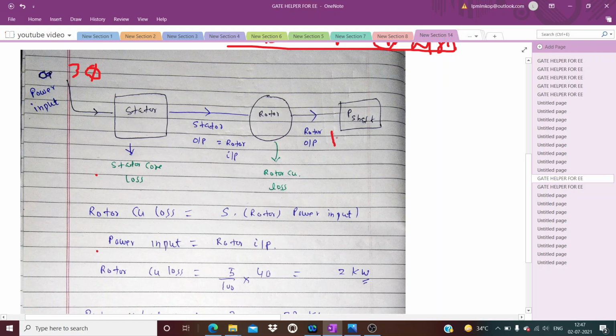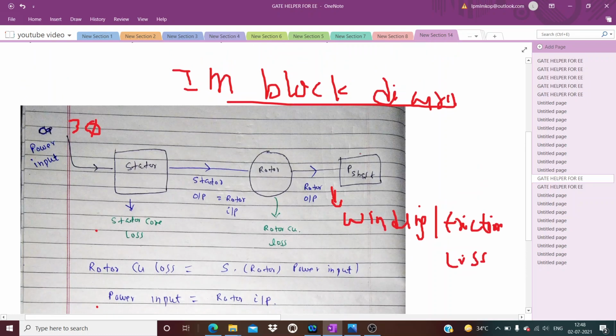Okay, here, suppose in some question it is given to calculate the shaft power, then you have to subtract the windage and friction loss, or friction loss. You have to subtract this also. Okay, so this is what you need to keep in mind while solving a question. So this is the block diagram.